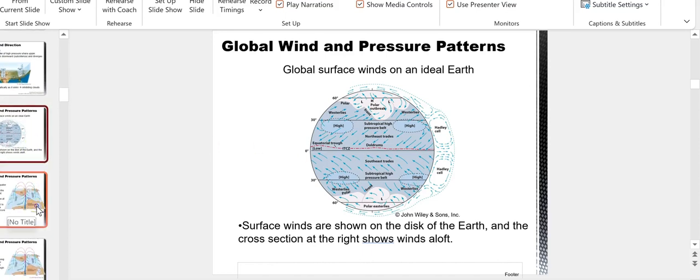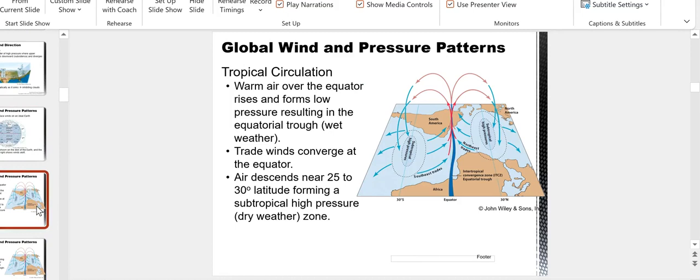How does this happen? How does this circulation disk even happen? How does it come about? Well, the first thing that happens is the sun. Where is the sun's solar radiation the most intense? It's the most intense along the equator.